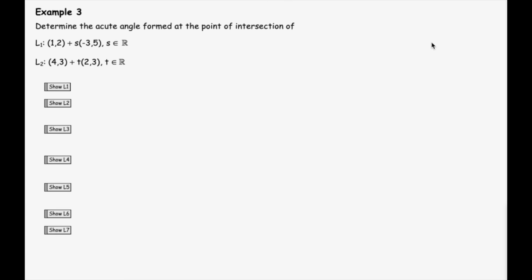So the first thing we're going to do is note what the direction vectors are. The direction vector for the first line is (-3, 5). The direction vector for the second line is (2, 3).